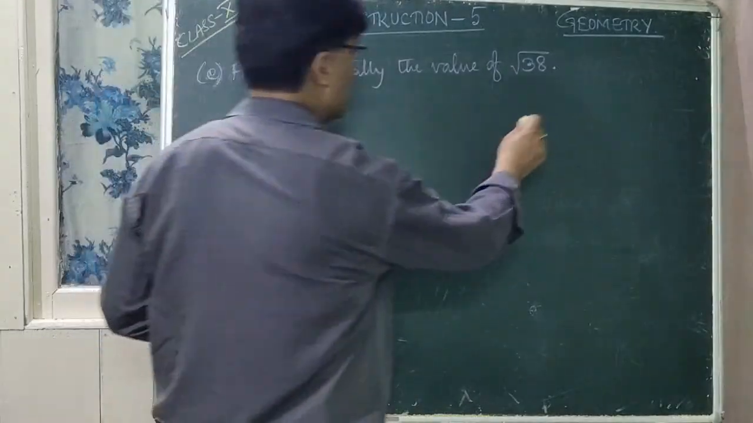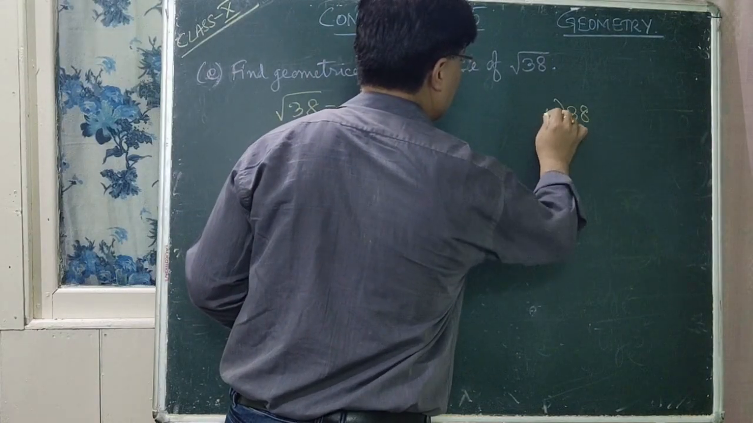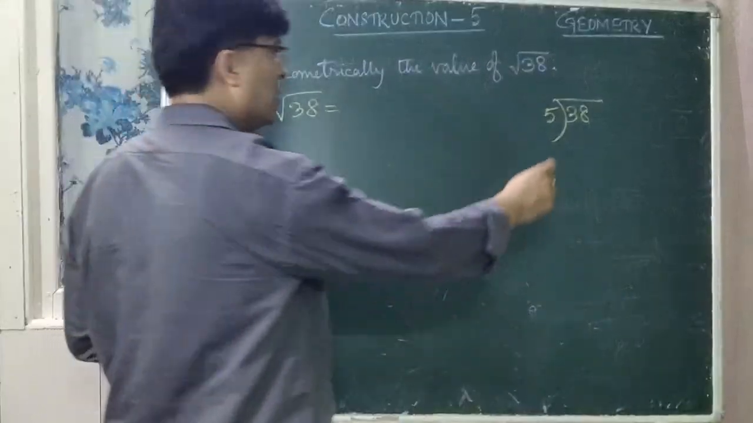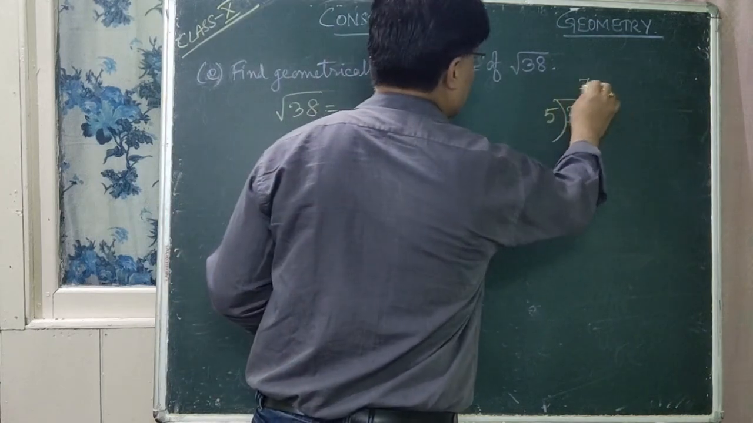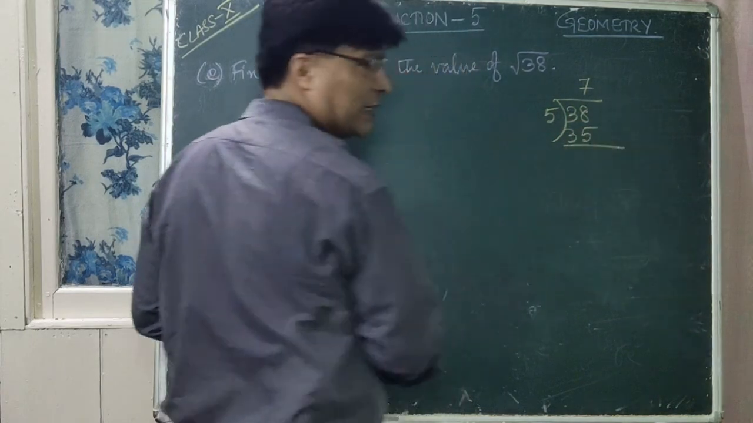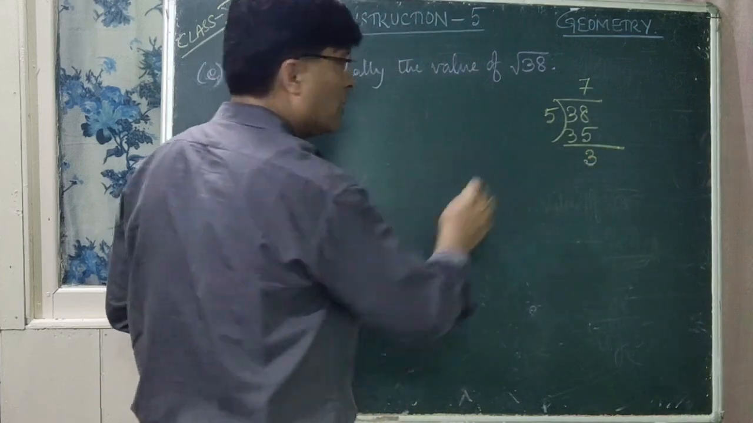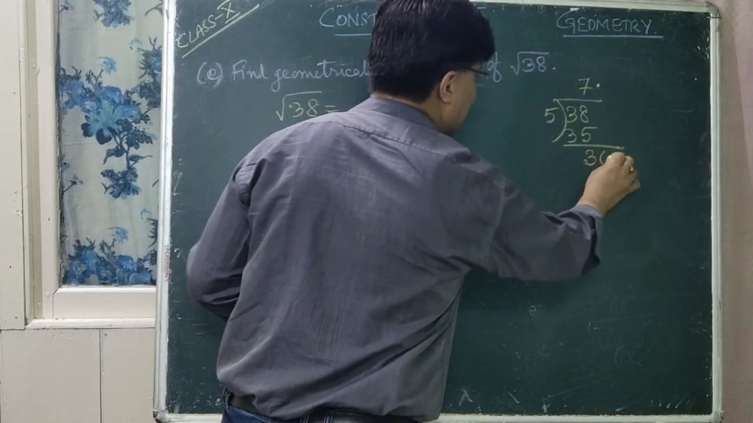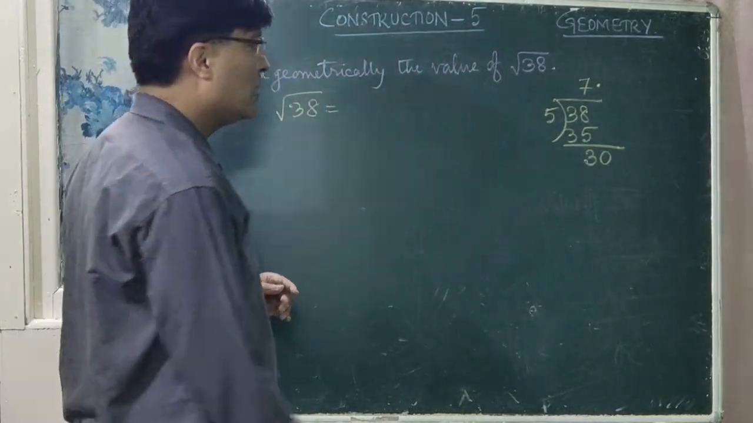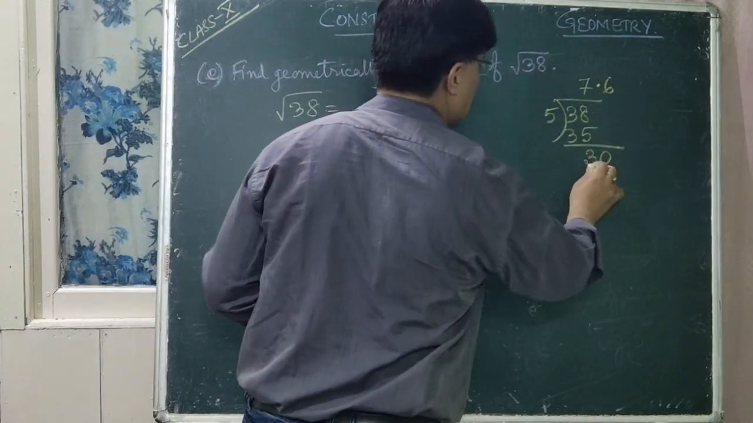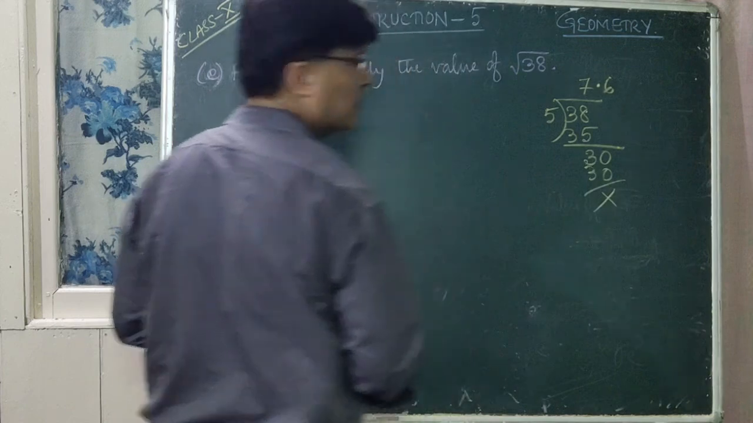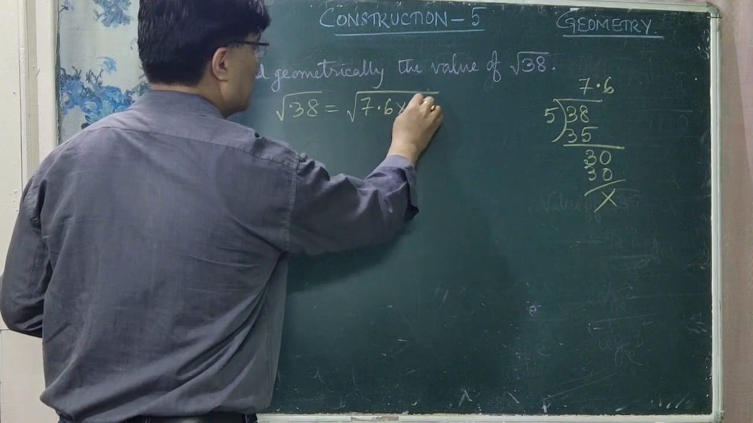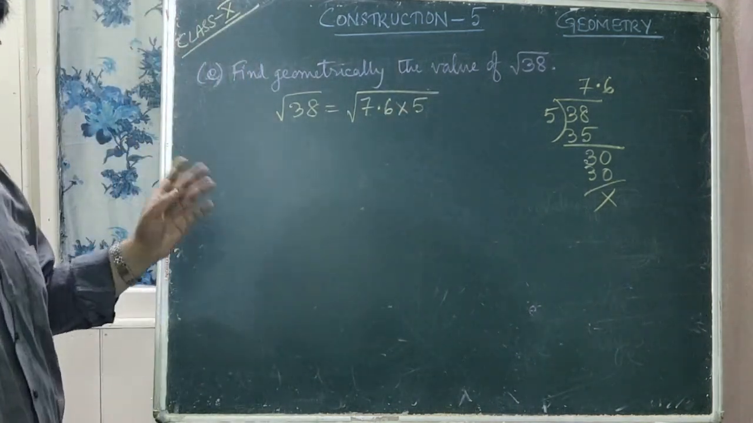Always divide that 38 by 5. So what do we get now? 5 sevens are 35, right? It is 3, then write down the decimal point here. If you write down the decimal point here, you can add 0 in this case, that is 30. Now 30 divided by 5 is 6. 5 sixes are 30. So you can write here that root 38 means 7.6 into 5. Is that clear to all of you?